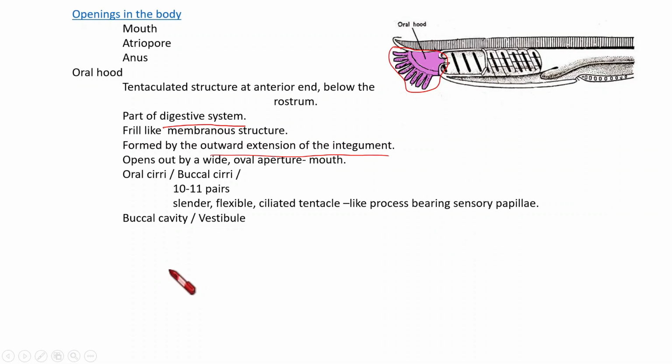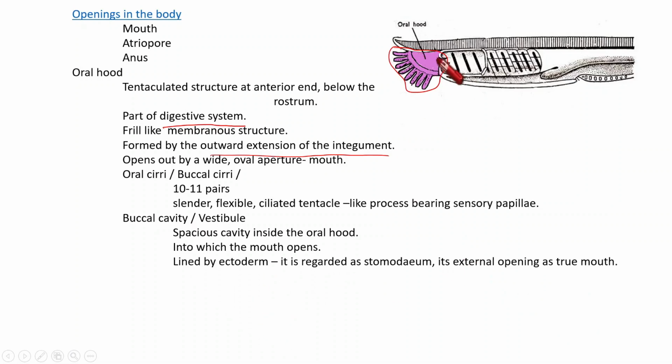And the next structure is the buccal cavity. This is the buccal cavity. It is also called the vestibule. And in what way can we explain this buccal cavity? It is the spacious cavity inside the oral hood. So that is the vestibule, and it opens into the mouth.